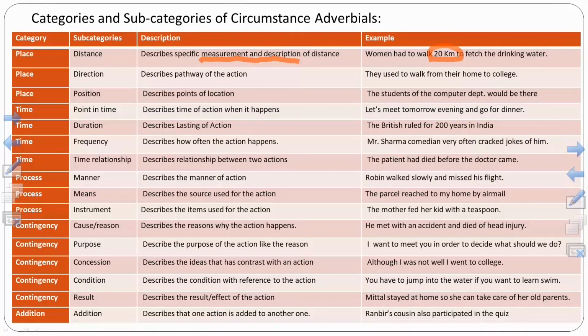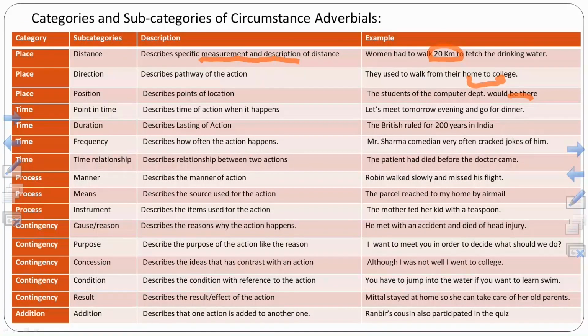Now let's look at the another one, that is direction. So it describes the pathway of the action. They used to walk from their home to college. So from where to where? Home to college. So from home to college, it shows the direction. Now the third one shows the position, which describes points of location, like the students of the computer department would be there. Means where are the students of the computer department? So they must be there. So it shows the location, that where are they. So when we need to describe a particular position, we use this.